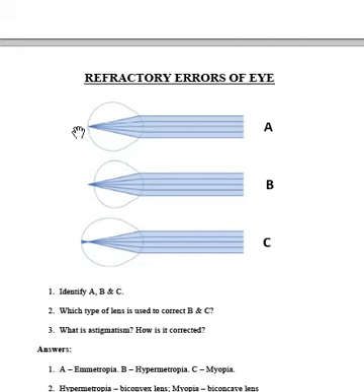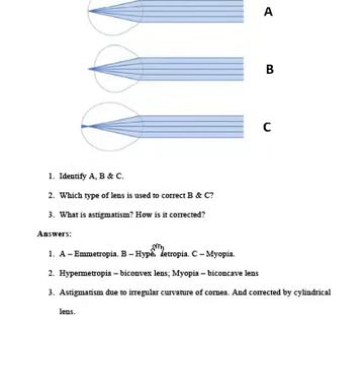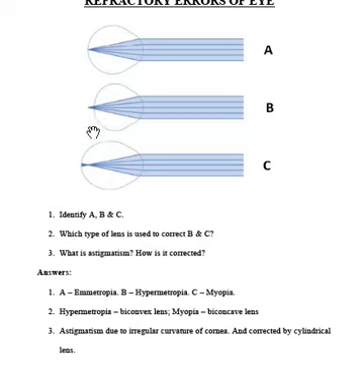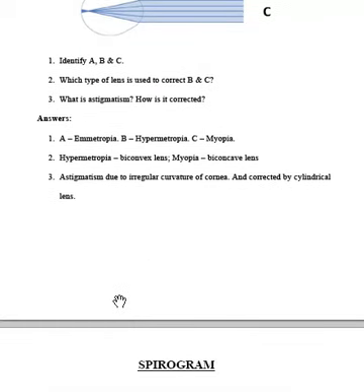Actually this is a normal eye, so there is emmetropia, where the light focuses properly. In hypermetropia, the focus falls beyond, and in myopia, it falls short. Hypermetropia is corrected by the convex lens, and myopia is corrected by the concave lens. Astigmatism is due to irregular curvature of the cornea and is corrected by the cylindrical lens.